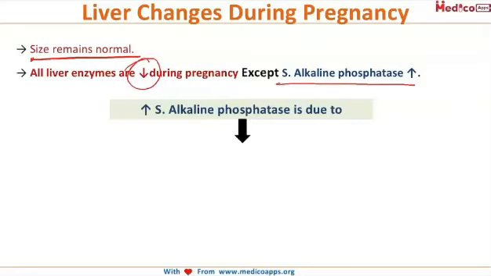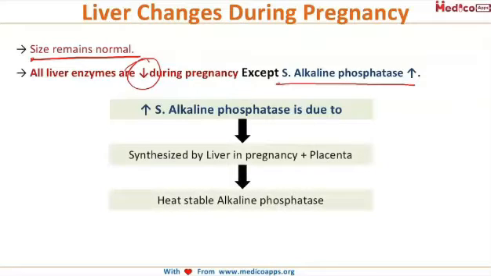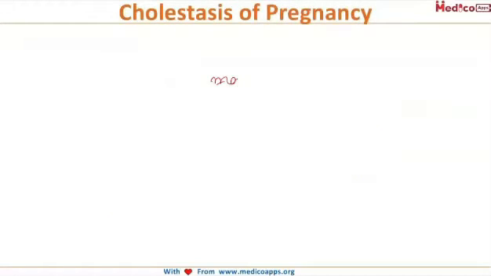Because apart from the liver, this alkaline phosphatase is also synthesized by the placenta, and this causes the serum alkaline phosphatase to rise. And this form of alkaline phosphatase synthesized by the placenta is a heat stable form. Now here we will discuss two important medical complications of the liver which occur specifically during pregnancy, and one of them is cholestasis of pregnancy.